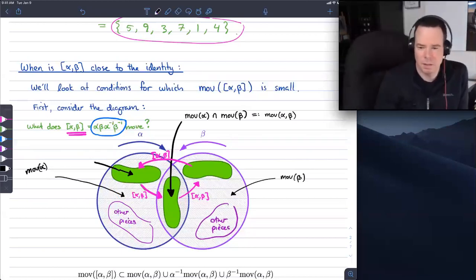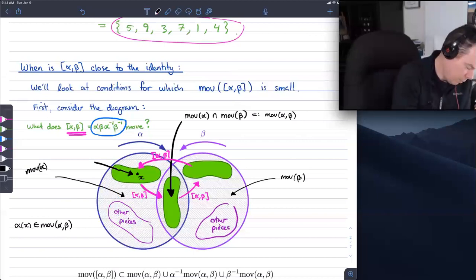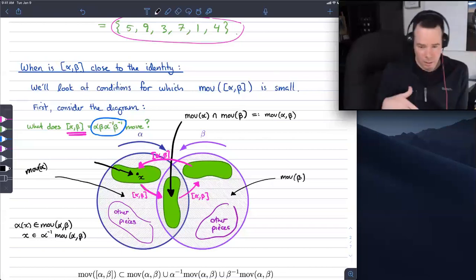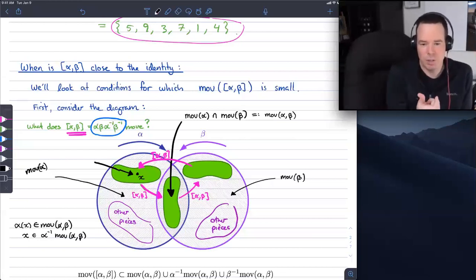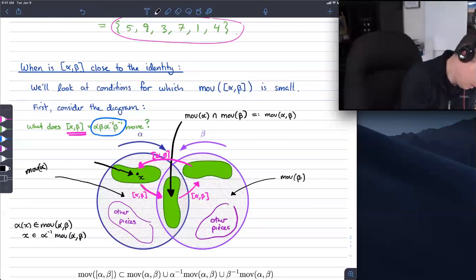Let's see what they are. Well, any piece in here was precisely a piece that when you applied alpha to it, took you into the intersection. So if I call this piece X, then its property is that alpha of X is an element of the intersection of alpha and beta. So what does that mean? That means that X is in alpha inverse of the move set of alpha beta. Where, again, what is the notation I'm using here? This is a permutation sitting in front of a set. That's the notation we used above. That was our image of the move set under alpha inverse.